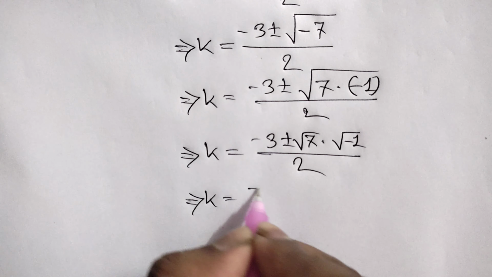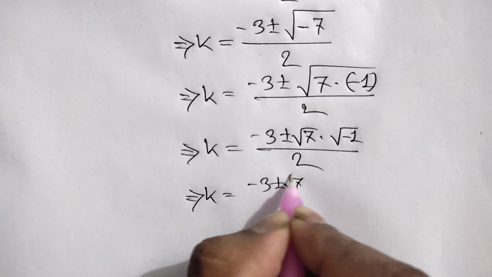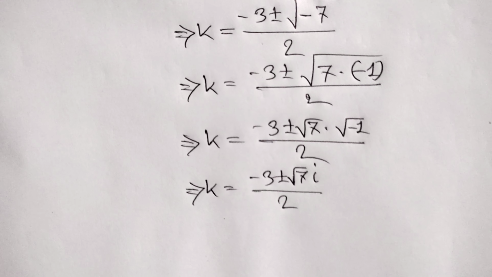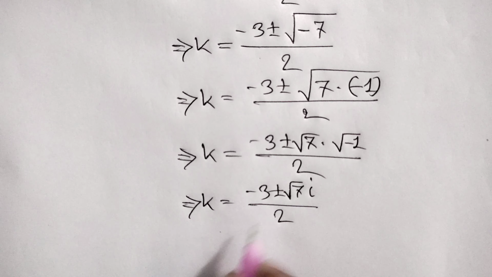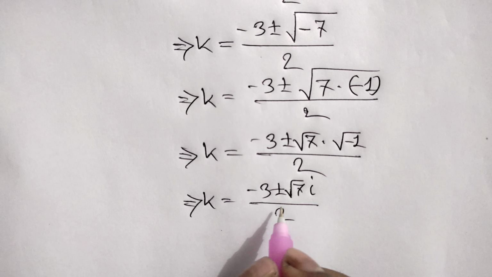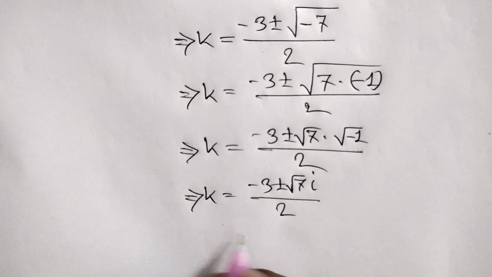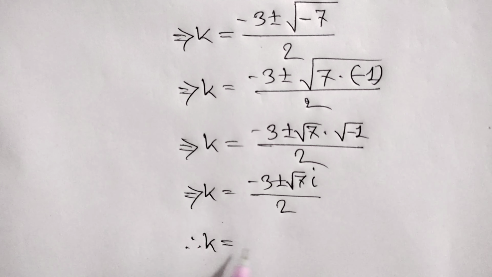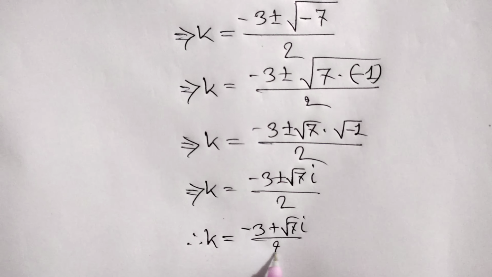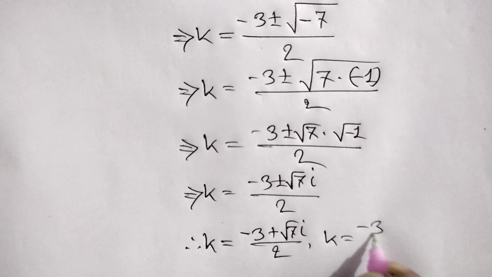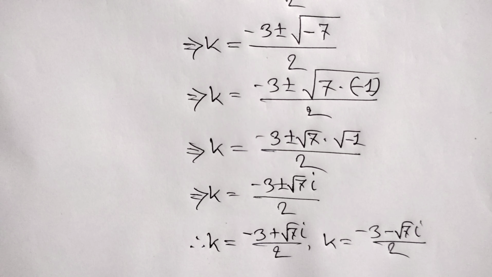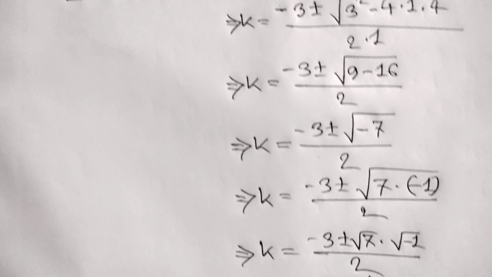Or k is equal to minus 3 plus or minus square root of 7, we know square root of negative 1 is i, over 2, and this value is imaginary because this i is imaginary, so this is a complex solution. k is equal to minus 3 plus square root of 7 i over 2, and k is equal to minus 3 minus square root of 7 i over 2. So there are totally 3 values of k.